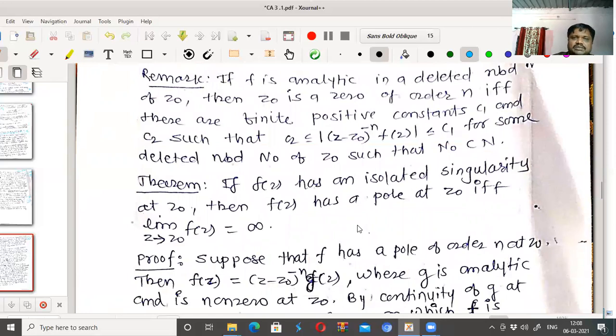We have one remark from that. If f is analytic in a deleted neighborhood of z0, then z0 is a zero of order n if and only if there are finite positive constants c1 and c2 such that this function lies between c2 and c1. Nothing else. We have taken minus n, there was plus n. And therefore this condition is reversed there, multiplying both sides to the power minus 1.